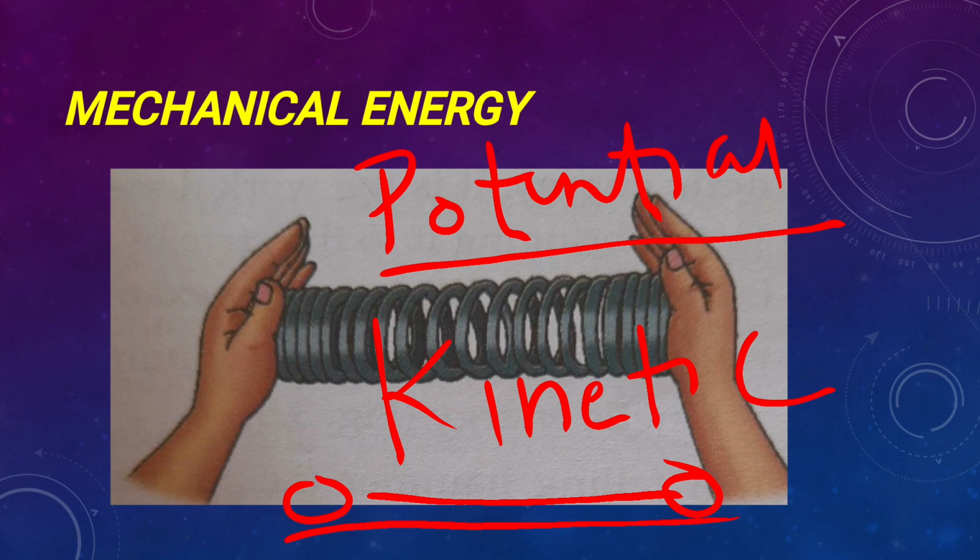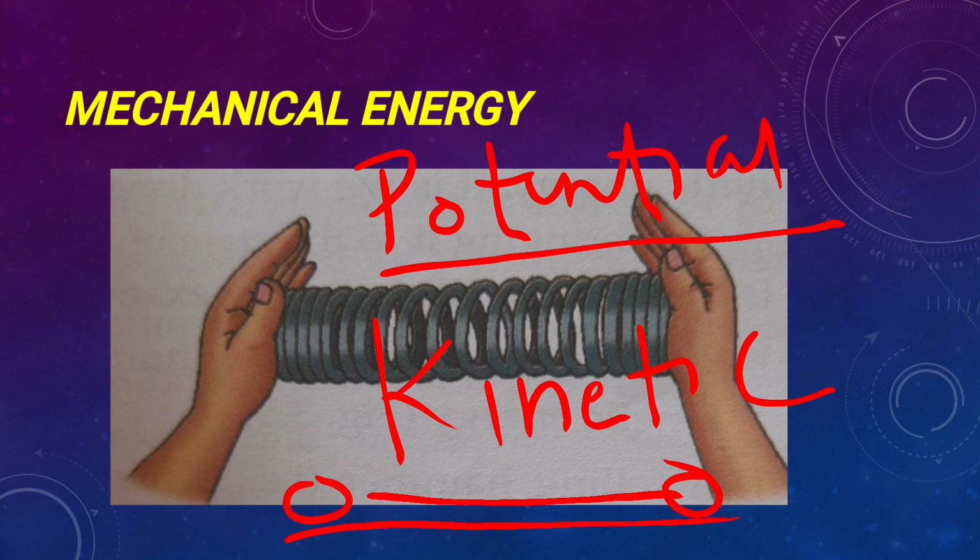Potential energy requires height, or it is based on height. If the body is at a certain height, it will possess potential energy. The more the height, the more potential energy. The more the speed, the more kinetic energy. Both the energies are proportional to mass. If more mass, more energy.